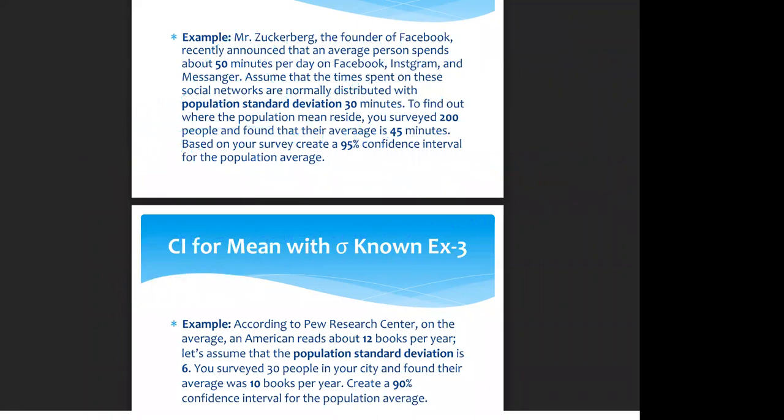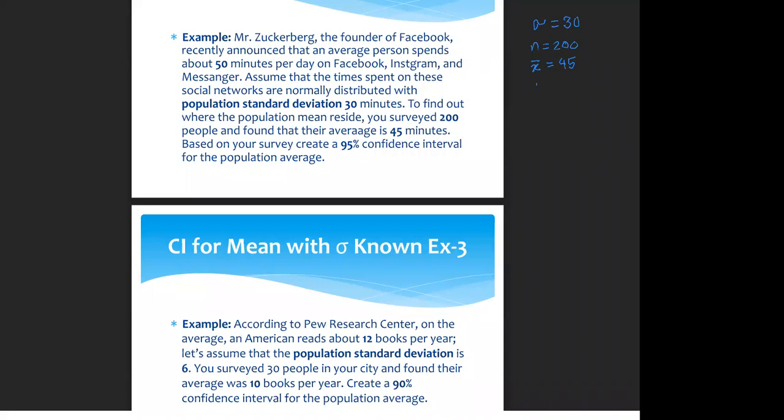Okay, so sigma is equal to 30 minutes, right? To find out where the population mean reside, you survey 200 people. That means your sample size is 200, with the average from the sample X bar is equal to 45. Based on this survey, create a 95% confidence interval.